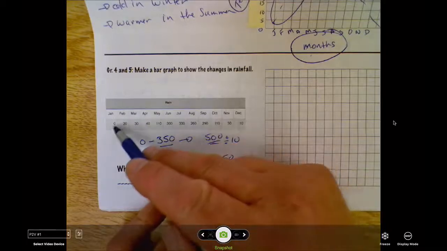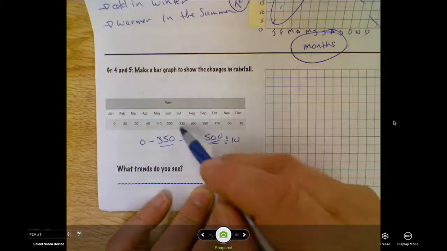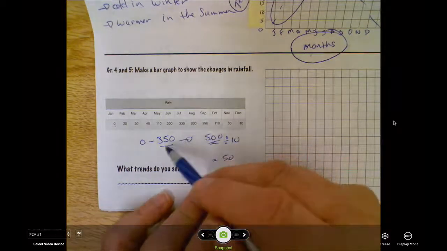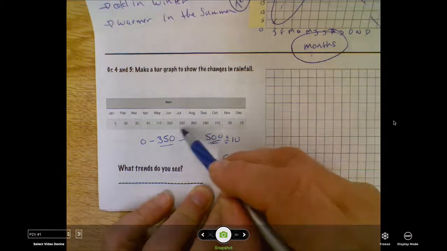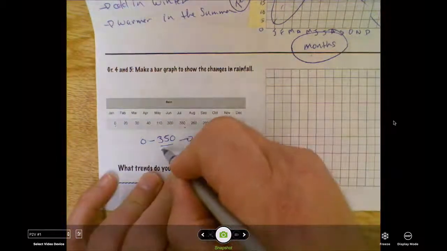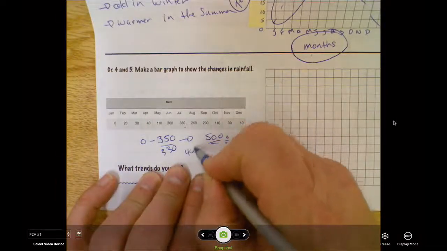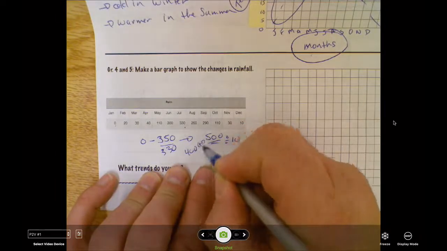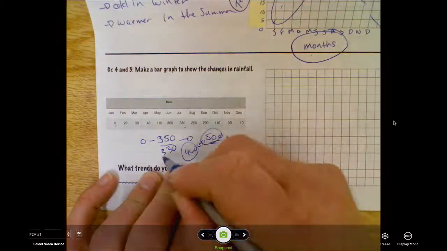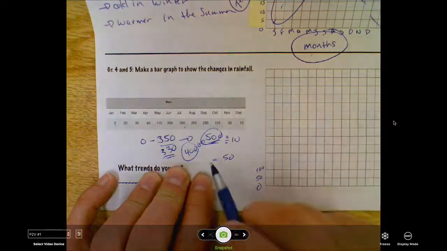Again, I look at the range. The range goes from 0 to 350 this time. Sorry, yeah, about 330 it is. So it's about 330, not 350. And then I'm going to round up. I could, again, go to 400, or I can go to 500. Those are nice round numbers that are larger than the highest number.